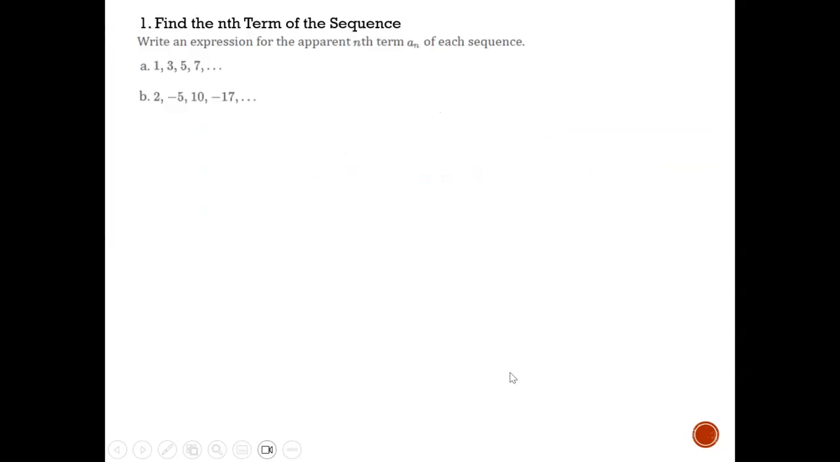Okay, question number 1. This comes from chapter 9.1. It says find the nth term of a sequence. Write an expression for the apparent nth term an for each sequence. Let me do part A first.